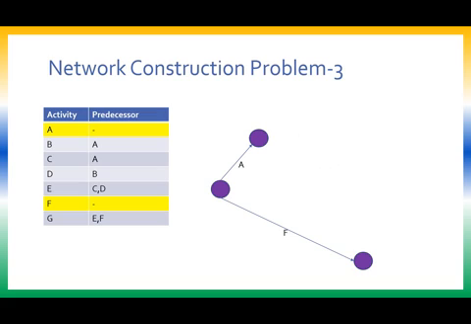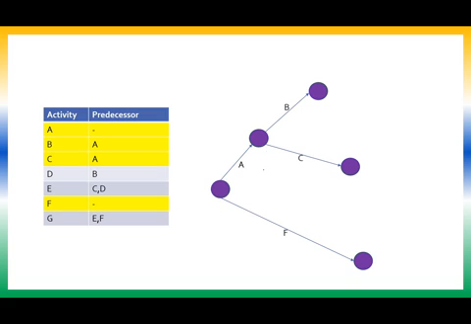Problem number 3. See here, I have activities A, B, C, D, E, F and also G. The predecessor for A is null and the predecessor for F is also null. So they both are starting activities. So two lines have to start from the start event. So two lines have started. Then B and C start from A. So two lines are coming out of A.